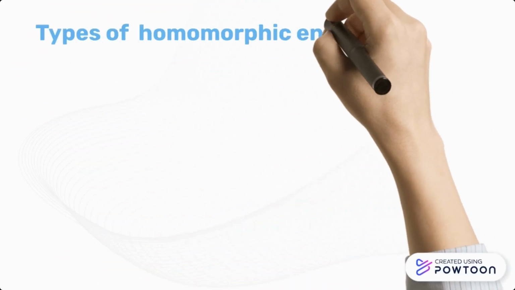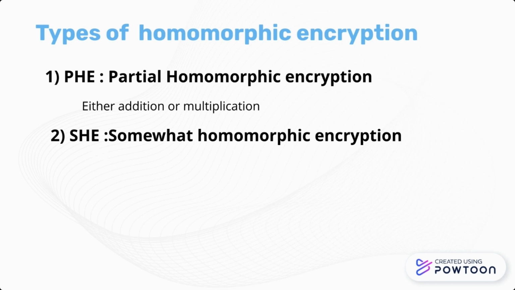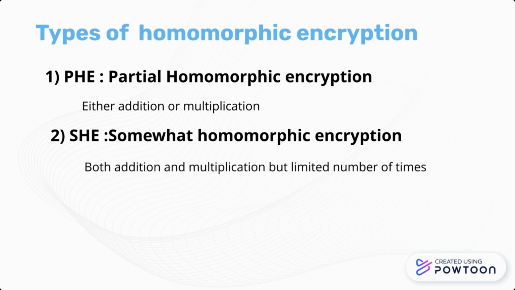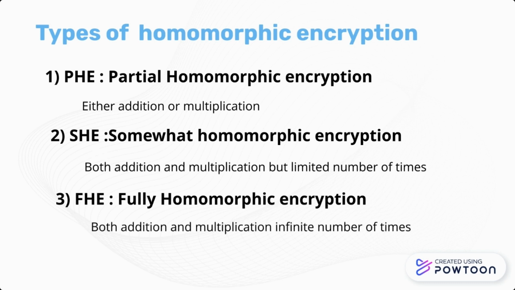There are three categories under homomorphic encryption. The first is partial homomorphic encryption, PHE, which supports only one type of operation, either addition or multiplication, but an infinite number of times. For example, ElGamal cryptosystem, Paillier cryptosystem, and RSA cryptosystem come under this category. Next type is somewhat homomorphic encryption, SHE, which supports both addition and multiplication operations, but only a limited number of times. And the last one is fully homomorphic encryption, FHE, developed from the SHE scheme. FHE is capable of using both addition and multiplication any number of times.